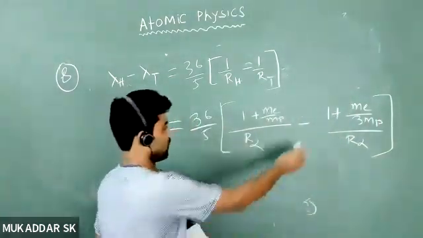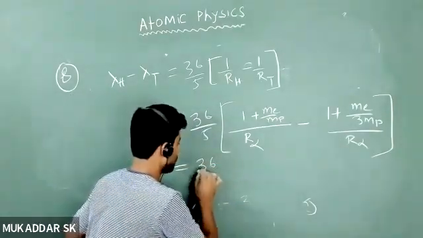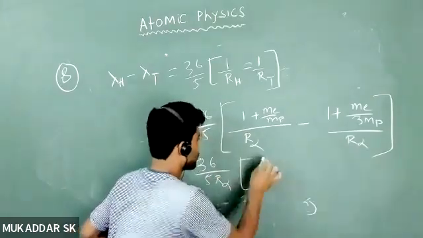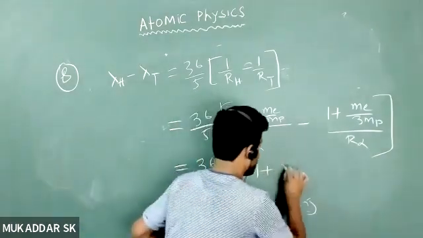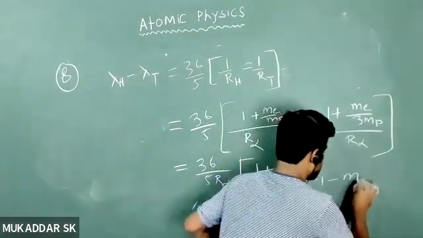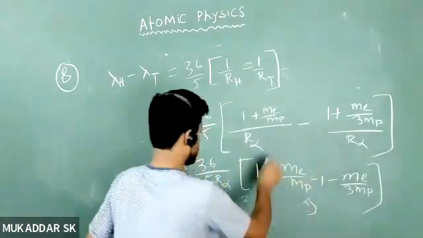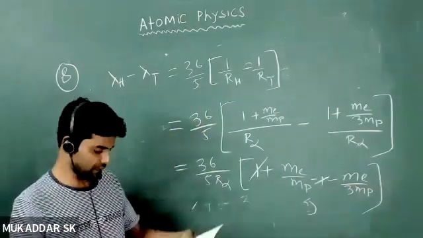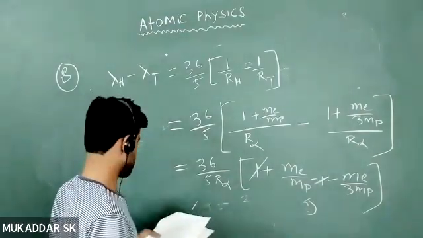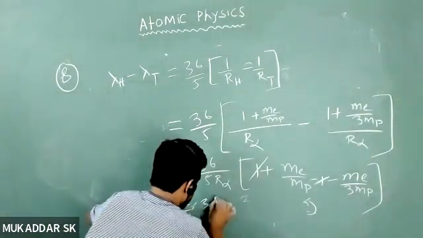Okay. So if you solve that, 1 by R infinity will be common, so you will get 36 by 5 into R infinity, then the rest of the part will be 1 plus mass of electron divided by mass of proton minus 1 minus mass of electron divided by 3 times mass of proton. So that 1 will be cancelled. Simply how much will you get? If you solve it, you will get 36 by 5.